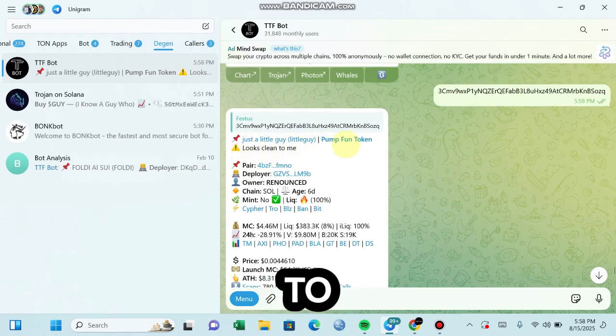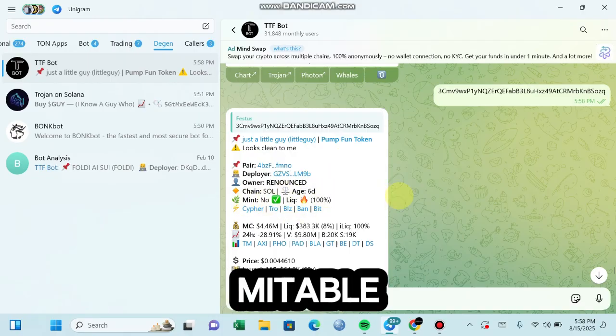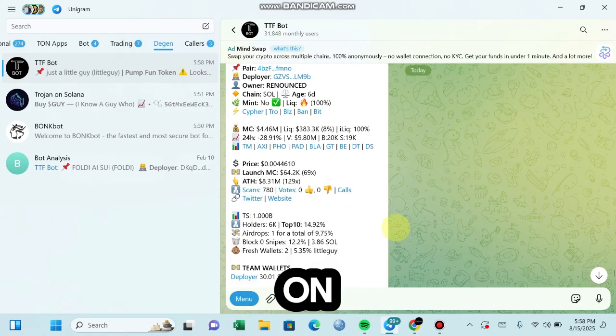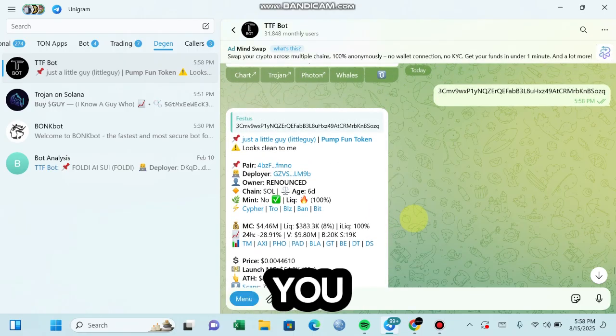It says looks clean to me, which means that the coin is good. Liquidity has been burnt 100%. It's not mintable. Top 10 holders are only how many percent? The market cap, liquidity, and the top 10 holders is only 14%, which is actually very good. So this tells us that this particular coin is actually a very good coin that you can purchase.